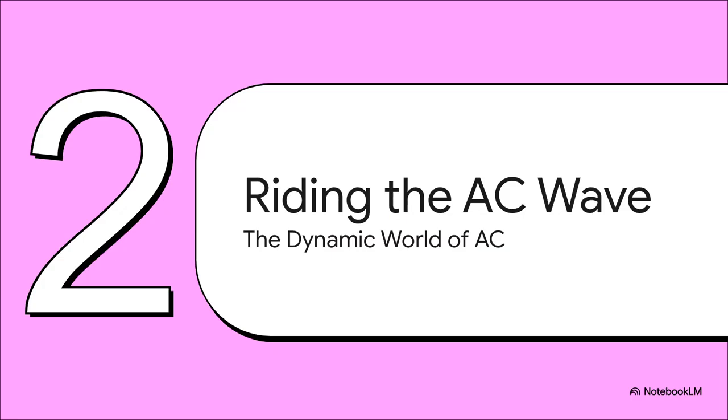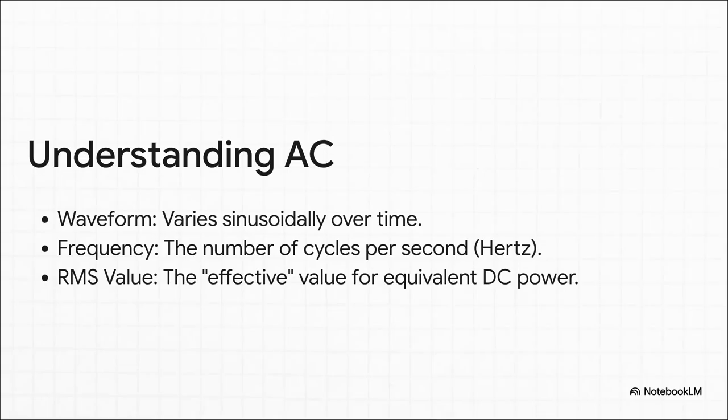All right, we've nailed down the steady, one-way street of DC. Now let's switch gears and explore the dynamic, constantly changing world of alternating current, or AC. Yep, the power that comes out of your wall sockets. So unlike DC's flat line, AC voltage and current are always oscillating in a smooth sine wave. This brings in a couple of new ideas.